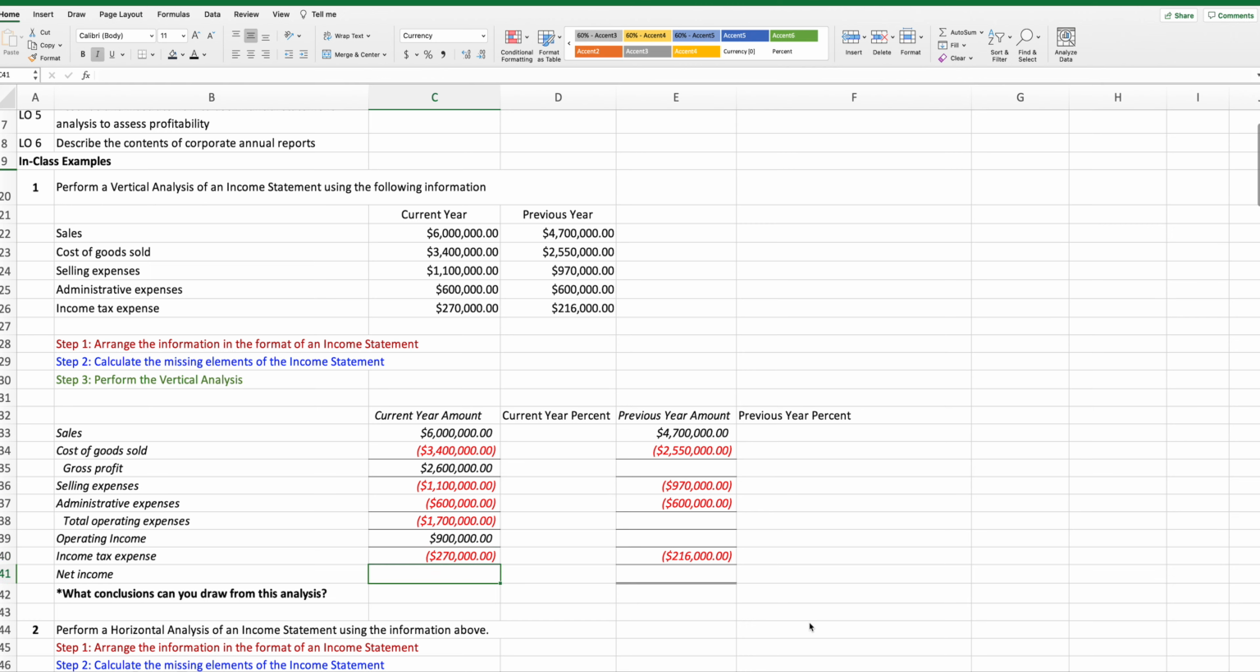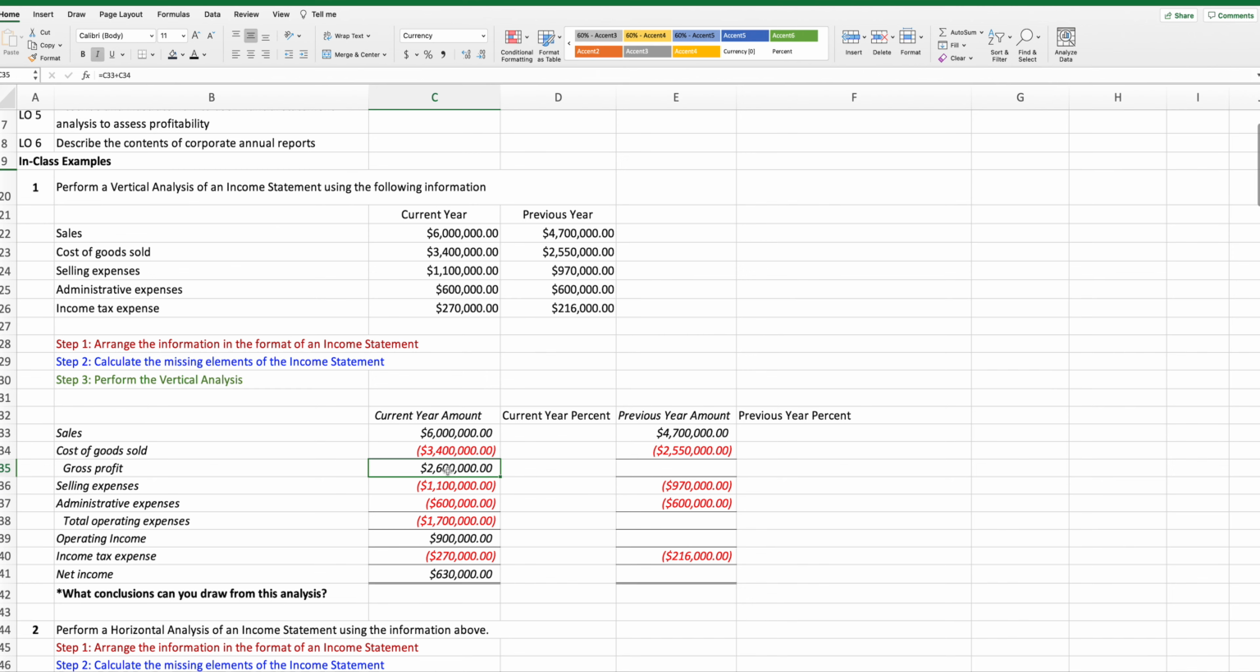I'm going to do the same thing with my net income, but this time I'm going to use that sum function and just block off those two. Okay, so we've completed the current year missing calculations, but we also have a previous year. Now we can either go through and do the same thing that we did for the current year, which is equals sum, and then block this off, or I could make my life even easier.